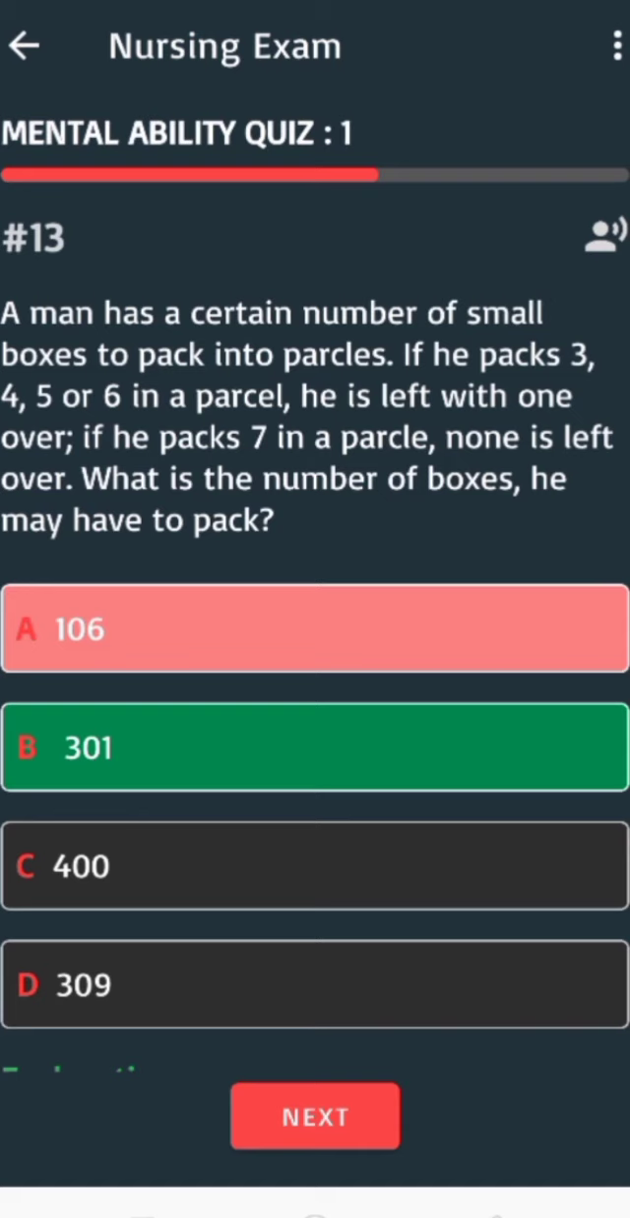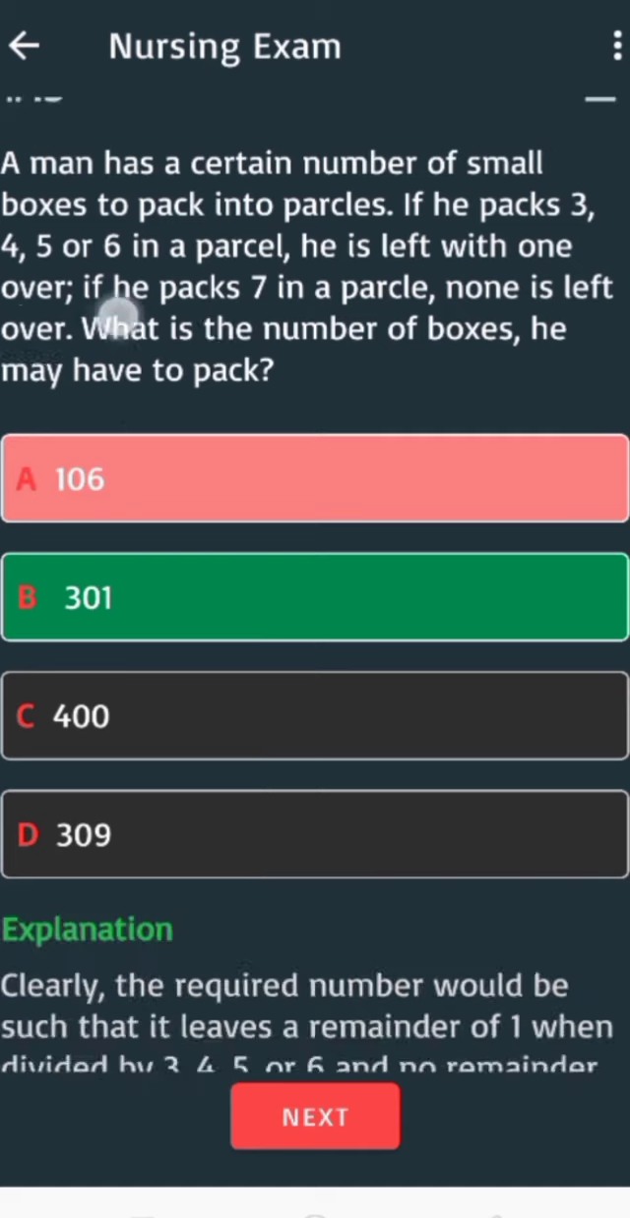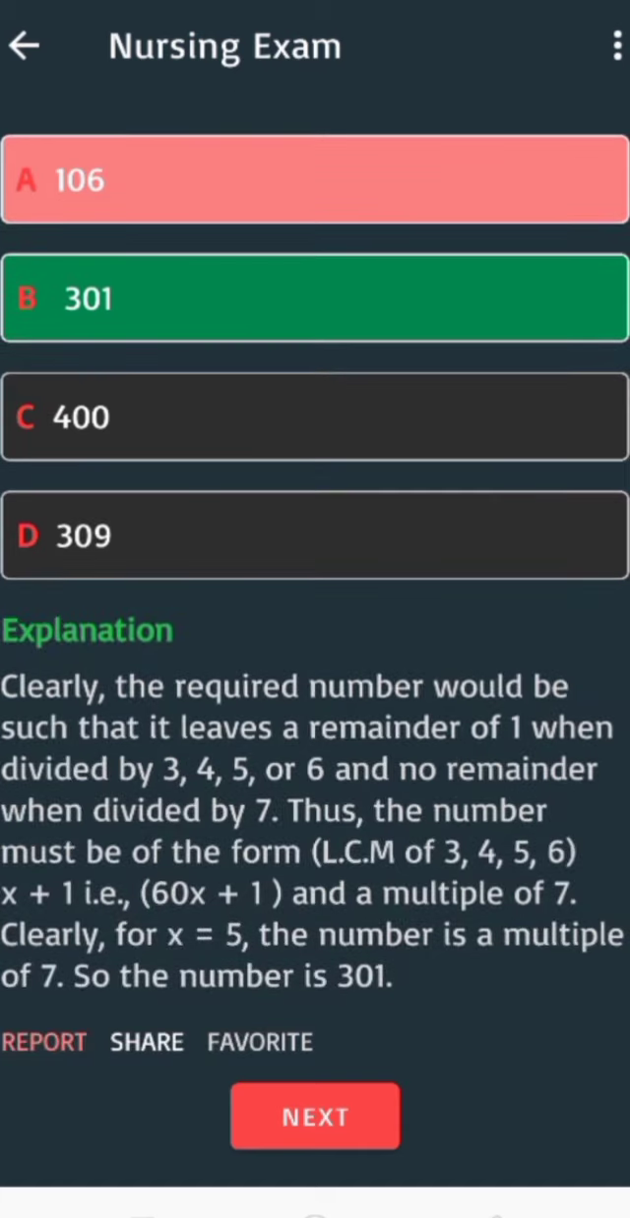No, correct answer is B. Clearly, the required number would be such that it leaves a remainder of 1 when divided by 3, 4, 5, or 6 and no remainder when divided by 7. Thus, the number must be of the form LCM of 3, 4, 5, 6 times x plus 1, i.e., 60x plus 1, and a multiple of 7. Clearly, for x equals 5, the number is a multiple of 7. So the number is 301.